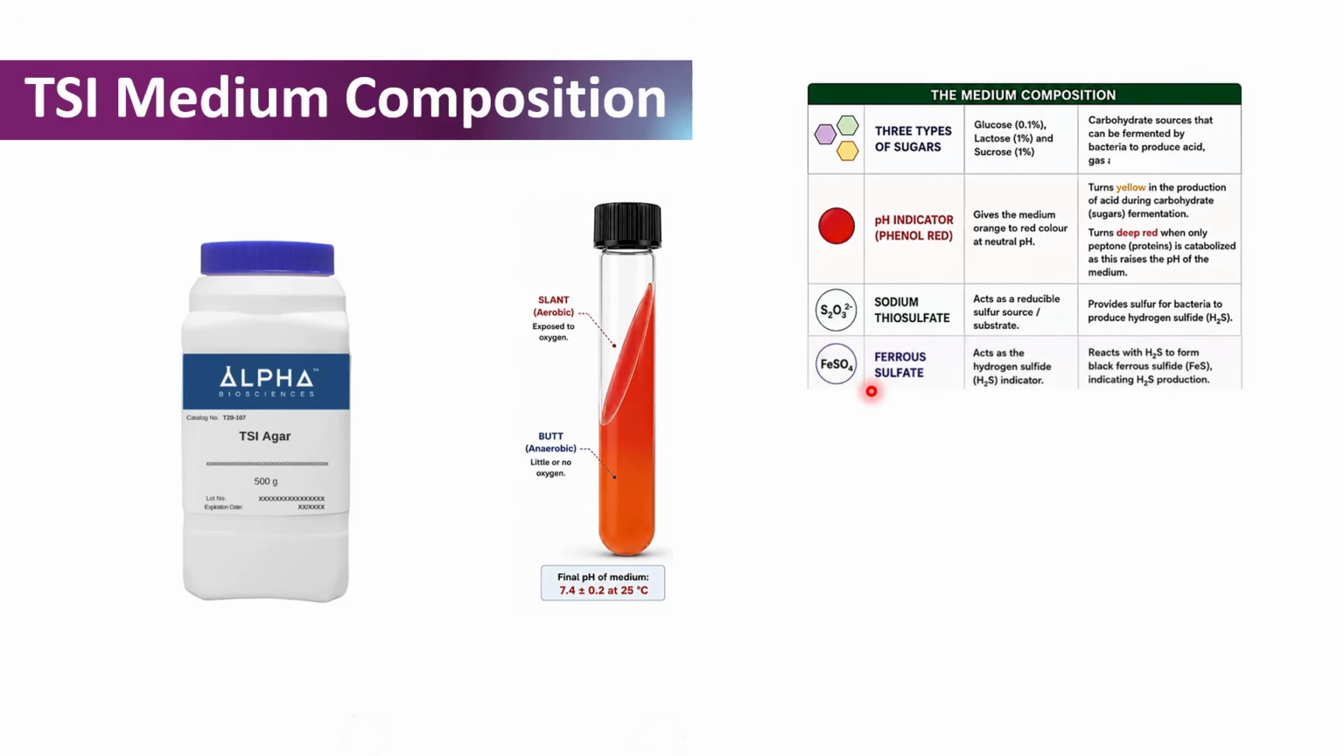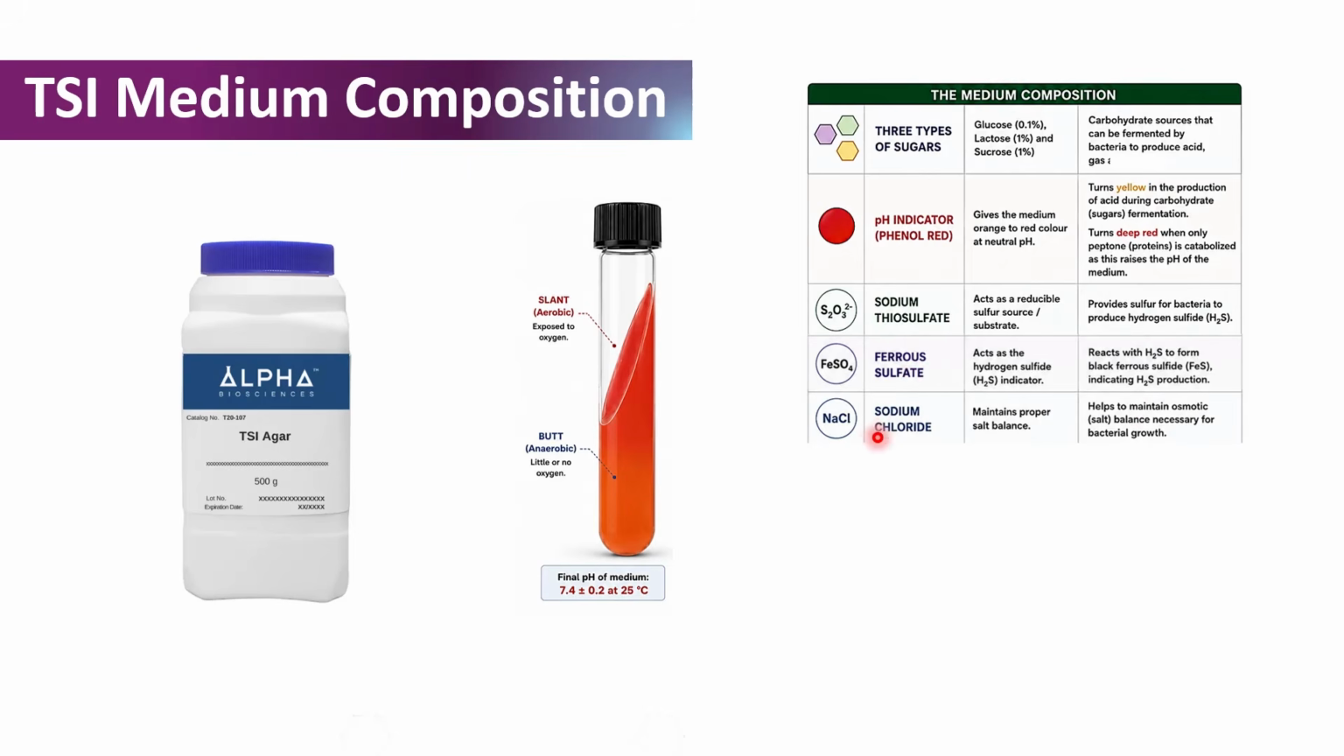And the ferrous sulfate here is acting as an indicator for the production of hydrogen sulfide. What it does is that it reacts with the hydrogen sulfide produced to form a black ferrous sulfide, which is seen as a black precipitate to indicate hydrogen sulfide production.